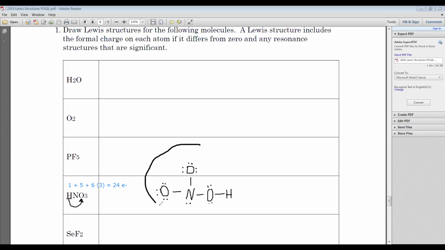Now, if I count up everything in this structure, I have 2, 4, 6, 8, 10, 12, 14, 16, 18, 20, 22, 24, 26. I've got 26 electrons in this structure as it is written currently. So what does that mean? I've got too many. So I'm going to need to redraw this with one extra bond. The question is, where does that extra bond go?